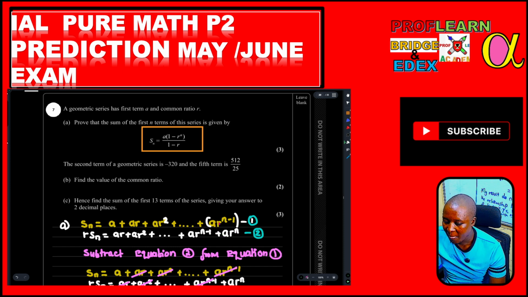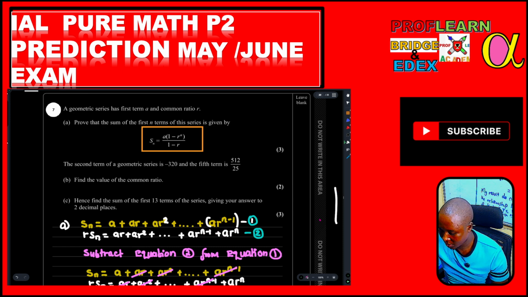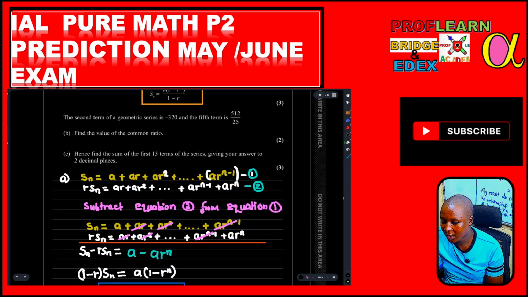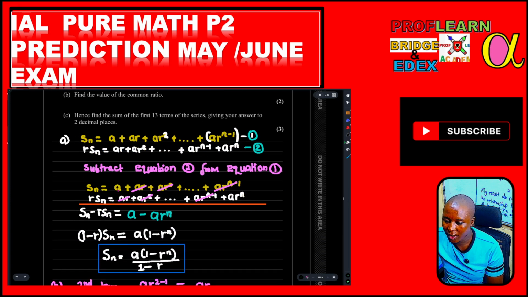So if we subtract the two equations, what are we going to get? Now, subtracting equation 2 from equation 1, it becomes Sn minus rSn. If you subtract, we don't have any term of a, so we shall write a there. Ar minus ar will cancel.